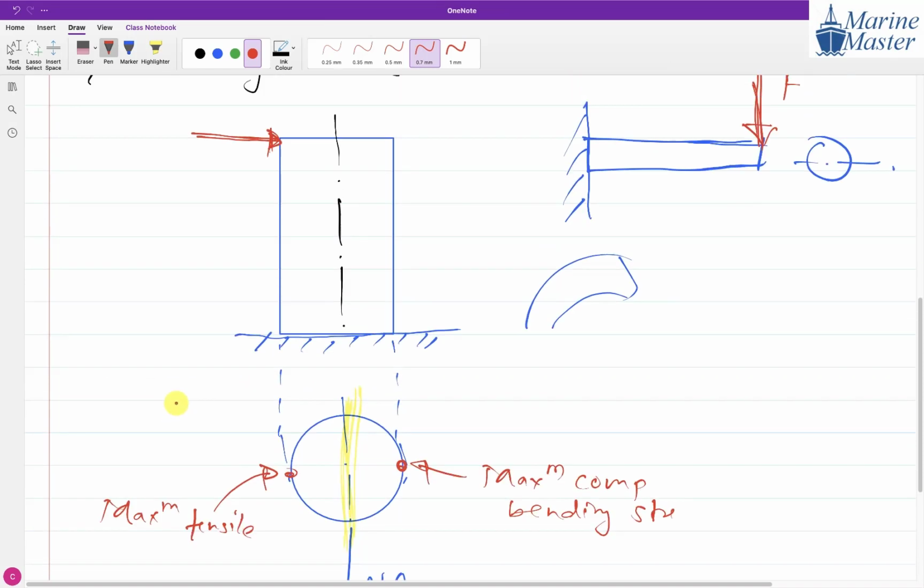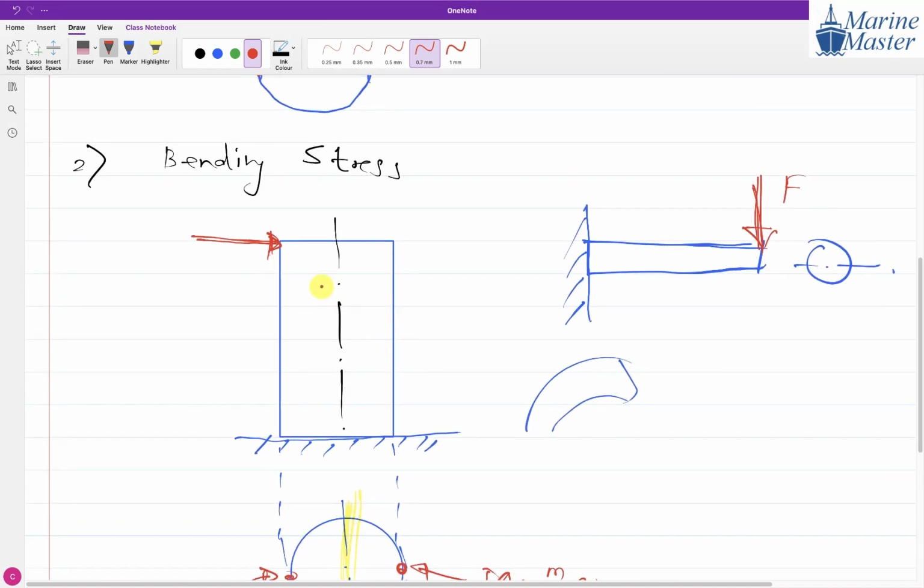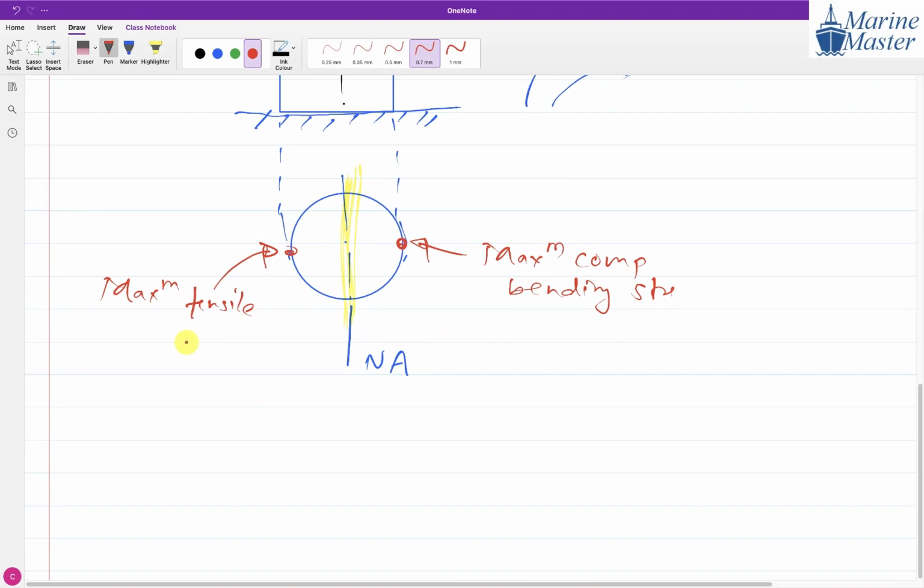Earlier we studied considering this as horizontal. Now we are considering this as vertical. Only that. So here we will have maximum tensile bending stress, and bending stress is going to vary throughout. Here maximum tensile, here 0, then 0 to maximum compressive. So bending stress varies throughout this section.